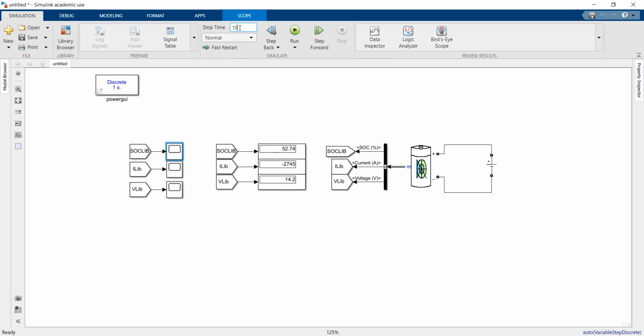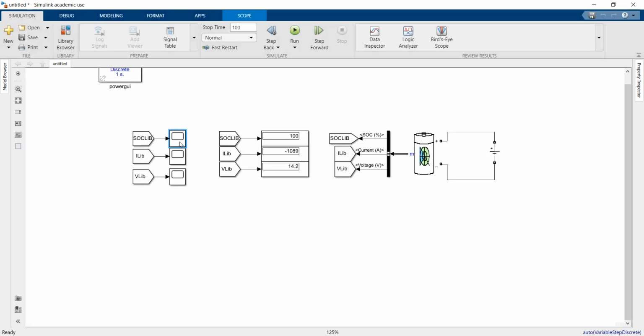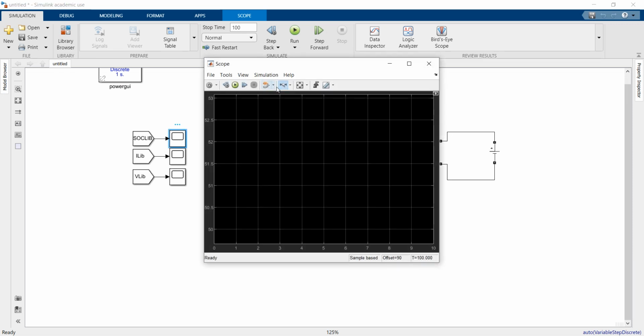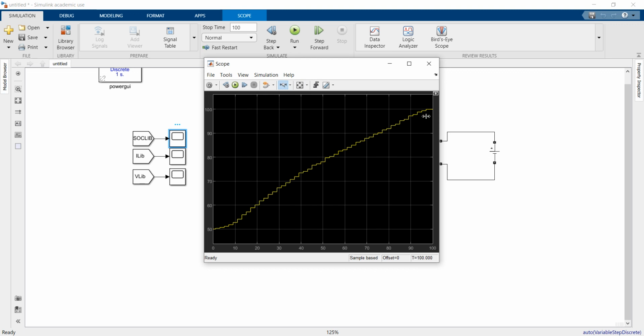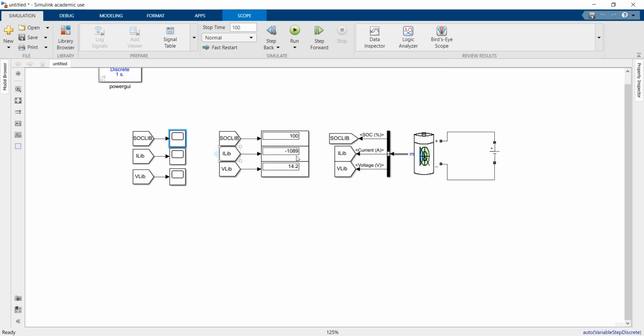Let's increase the simulation time to have a better result. It shows the state of charge: the battery was charged in full from 50% to 100% in 90 seconds something, and the negative current of 1.089 ampere, where the minus shows the battery is being charged, and 12.2 shows the battery is being charged at a constant voltage of 12.2.